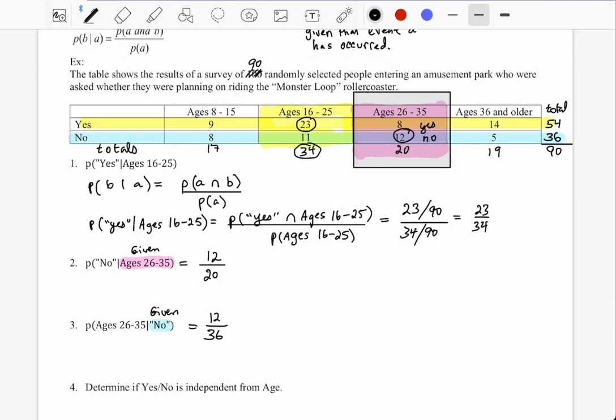And that would be the probability. So, if you reduce that, you get 1/3. So it's basically saying, all right, 1/3 of the people who said no came from the 26 to 35 age range.